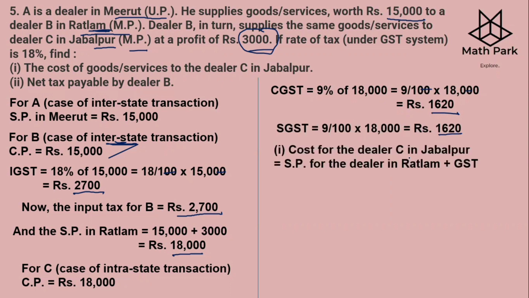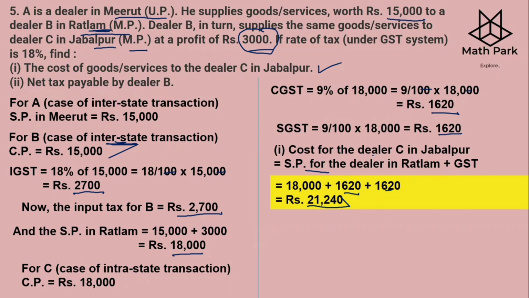So the cost for dealer C in Jabalpur is SP for dealer in Ratlam, which was 18,000, plus the GST, which is CGST plus SGST, that is 1,620 plus 1,620. Add this together, 21,240 is the cost for dealer C in Jabalpur. Okay. The cost for dealer C, the first part, the cost for dealer C in Jabalpur is 21,240.